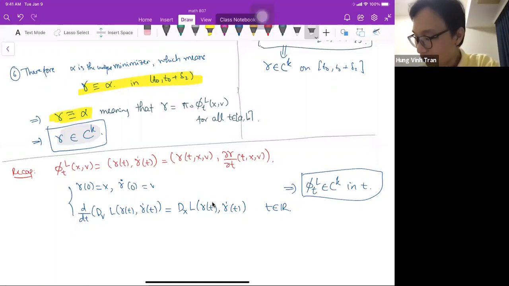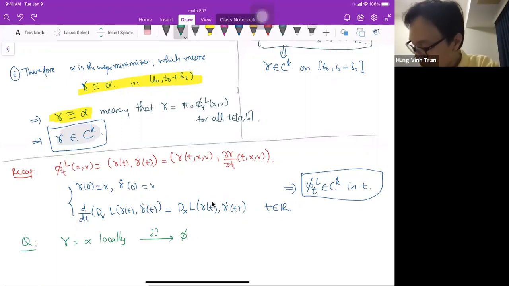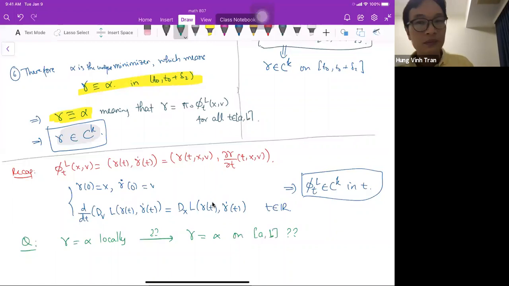Yeah, maybe the question is that we surely have that gamma equals alpha locally. So how do we conclude that gamma equals alpha on the whole interval AB? What do you think? Can some of you give me a piece of discussion?